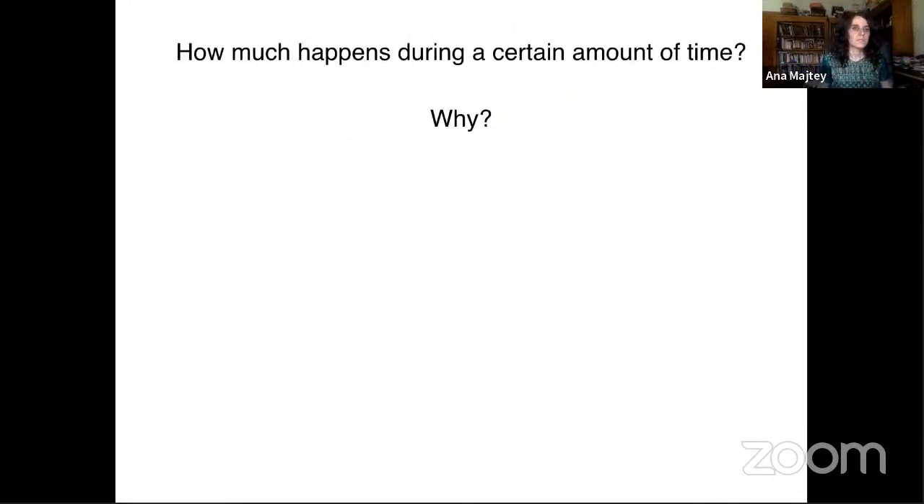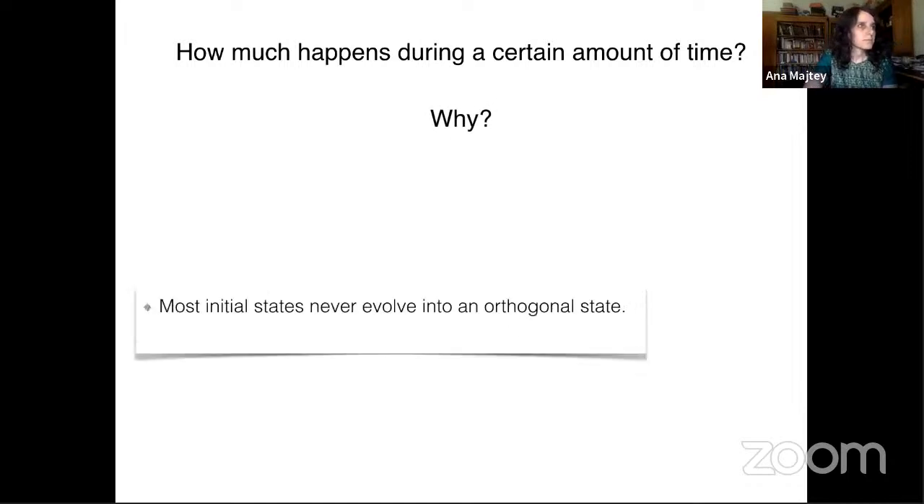So to address the second question, I will try to explain why we think this is an interesting question and even a necessary question to be answered. So when studying problems related to the speed of quantum evolution as measured by the orthogonality time in systems evolving continuously in time, there are at least two observations that we need to bear in mind. One is that most initial states never evolve into an orthogonal state. In fact, the subset of the initial states that do evolve into an orthogonal state is a subset of measure 0 in the space of all states.